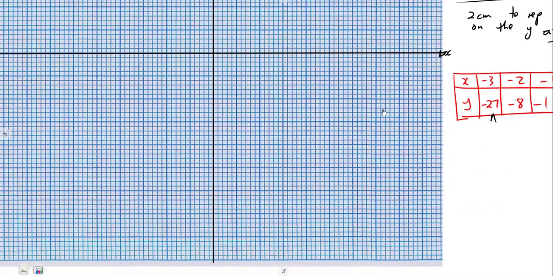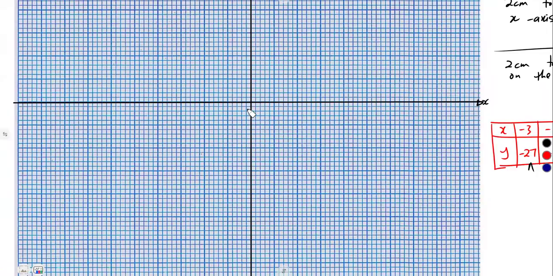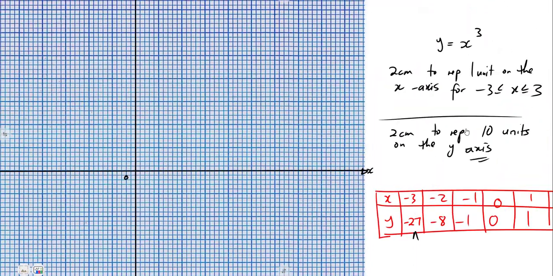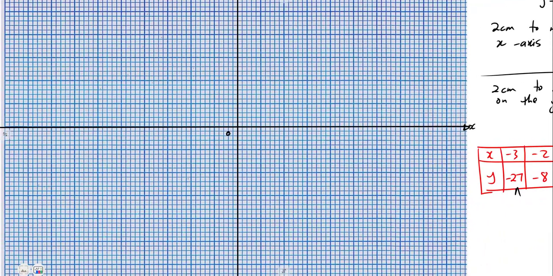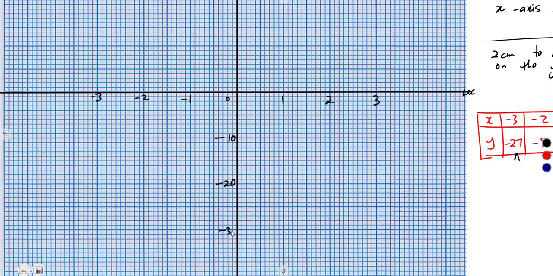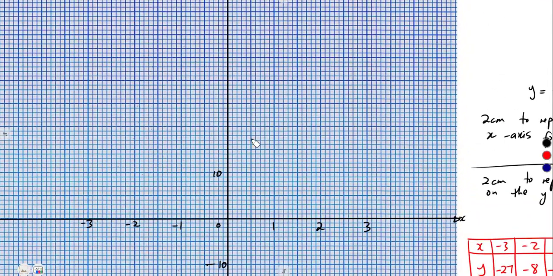For the y values, you must accommodate those values. According to this one, we use 2 centimeters to represent what? 1 unit on the x-axis from -1 up to 3: 1, 2, 3, -1, -2, -3. All right, 2 centimeters represent 10 units on the y-axis from -27 up to 27. So we're just going to need up to negative what? Up to -30, where we can accommodate all values, and 10 up to 30 again: 10, 20, 30 like this.